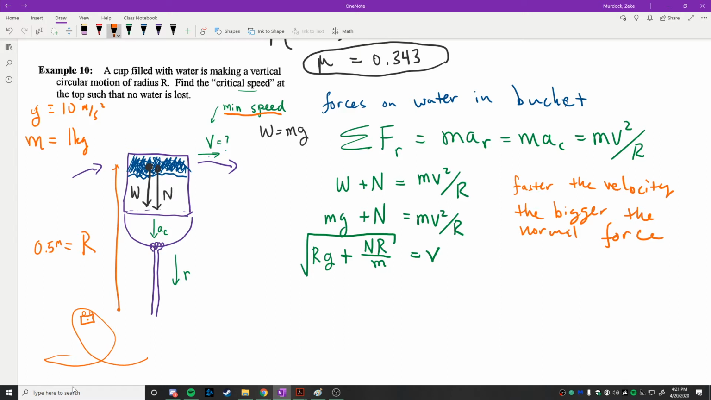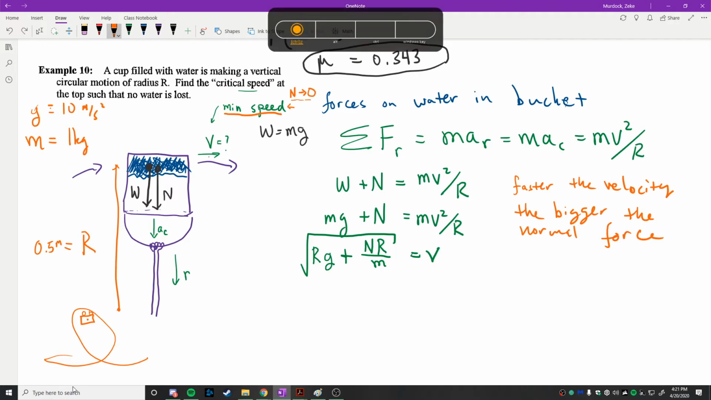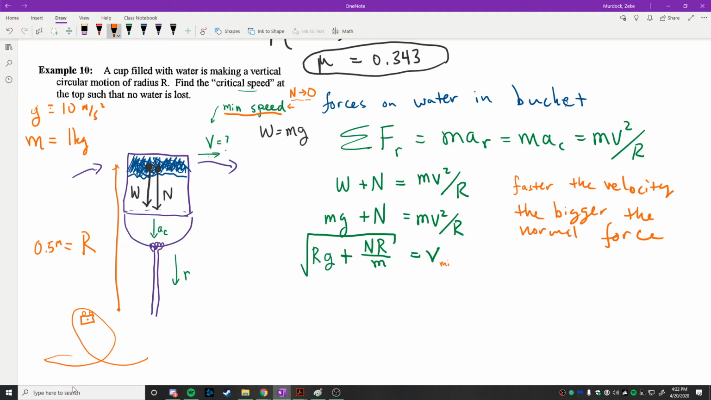Yeah, minimum speed corresponds to the normal force going to 0. It's the only thing that can change. Everything else in here, R and G, are fixed, right? And so the only thing that can happen to get the minimum speed is to make N 0. So if I want to find V min, I need to make N equal to 0. And that effectively means the water is going to feel kind of weightless for a second.